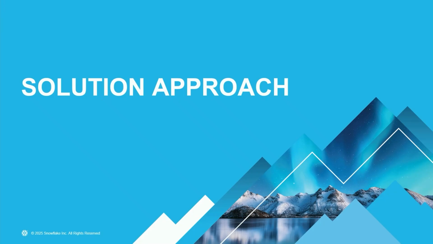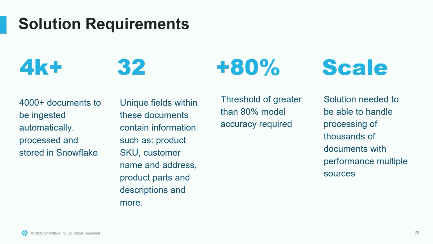Okay, so let me just discuss the solution approach. Our solution requirements included four main things. One, we had 4,000 documents, factory order forms that we knew were too many to go through manually, but that's what we started with. We had 32 unique fields within each of these documents. They had product SKUs, customer names and addresses, the part name, part number, descriptions, you name it.